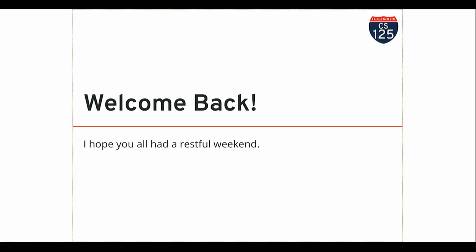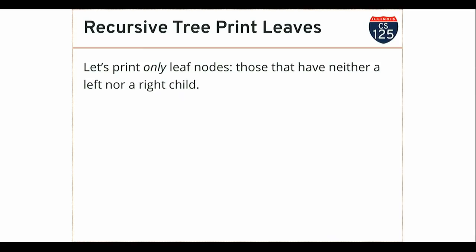Okay, so welcome back. Hope you guys had a good weekend. So let's do another problem together. So just get right into it. Let's imagine that we have a tree in the setup in the way that we're used to, and we want to print the value of the leaf nodes. This is also a good chance for us to review some of our terminology. A leaf node in the tree is a node that has no children. When we recurse on trees, frequently we're going to stop when we get to the leaf node. That's the farthest we can go.